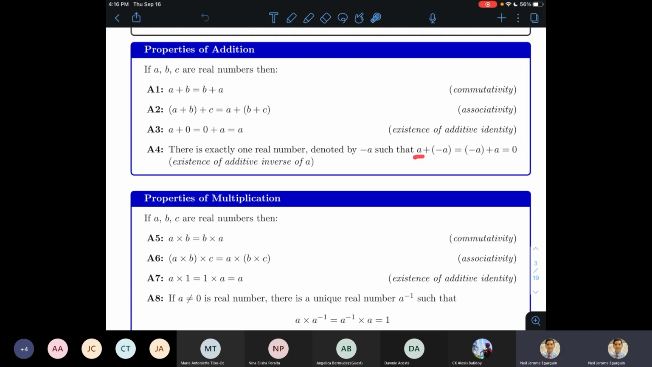So yung A plus negative A, kasi sabi ko si negative A ay additive inverse, ibig sabihin pag in-add ko siya kay A, ang sagot ay 0. Okay? Now, alam ko medyo mahirap itong tanggapin, sir, bakit mayroon pang mga ganyang assumptions or bakit may mga ganyan pang theorems? Because we already know that A plus negative A is equal to 0 since elementary, right? Or since we learned negative numbers.